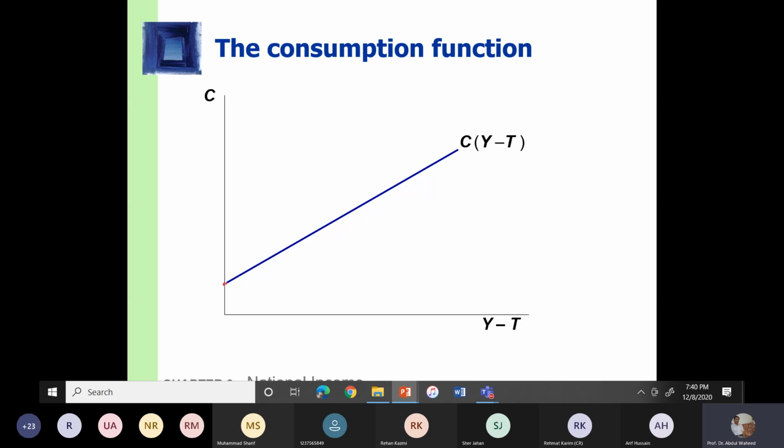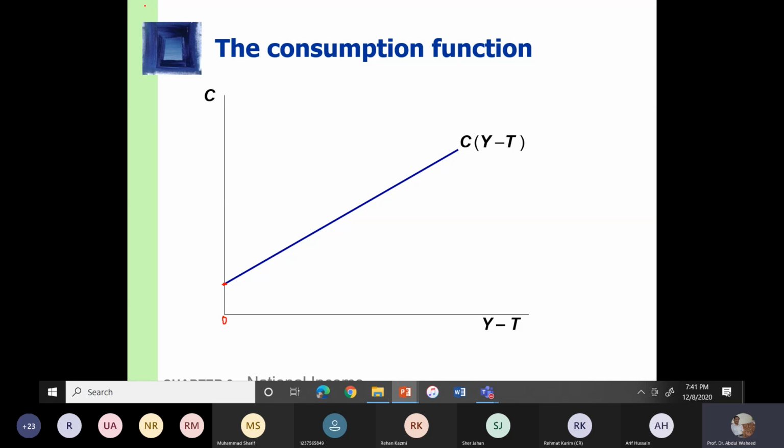And you can see that if the disposable income is 0, here we have 0. So even if your disposable income is 0, still there is a consumption. Okay, and this is autonomous consumption. This consumption is for your survival. Then the question is, from where you will meet this consumption? How to meet this consumption?